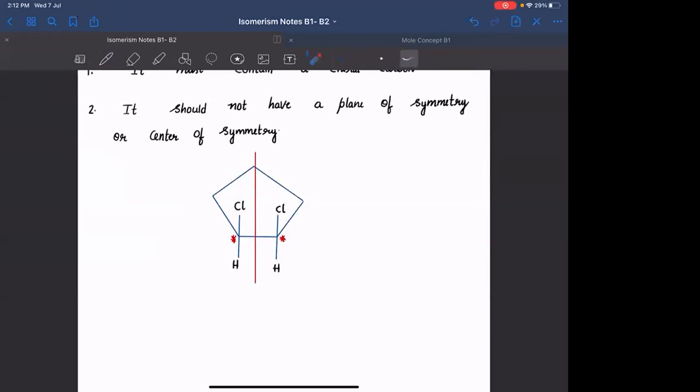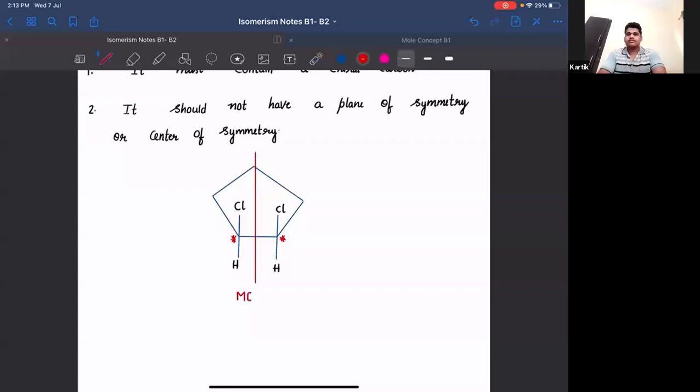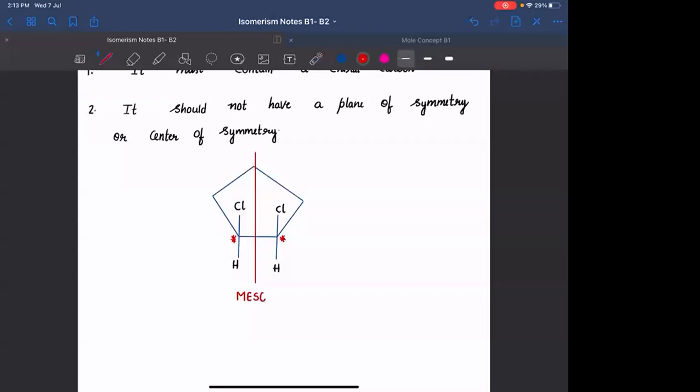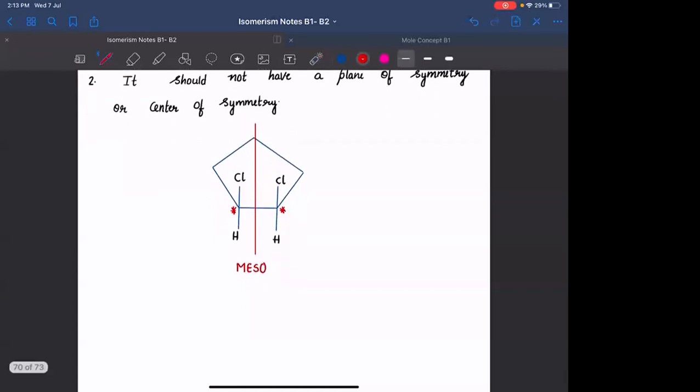So hoga kya? If this particular half part of the molecule is rotating in the clockwise sense, the remaining half will be rotating in the anti-clockwise sense. Agreed? Okay, so this particular compound will be called as meso. Even though it is having chiral carbons, overall the molecule is achiral.